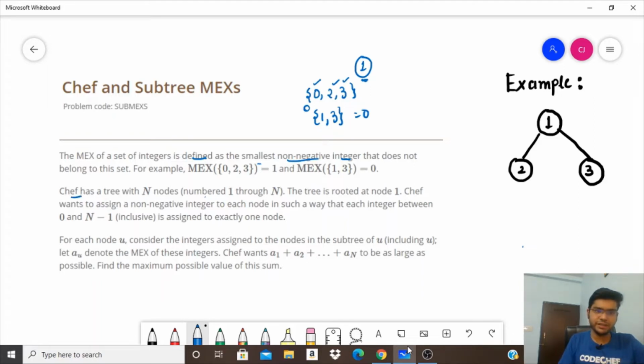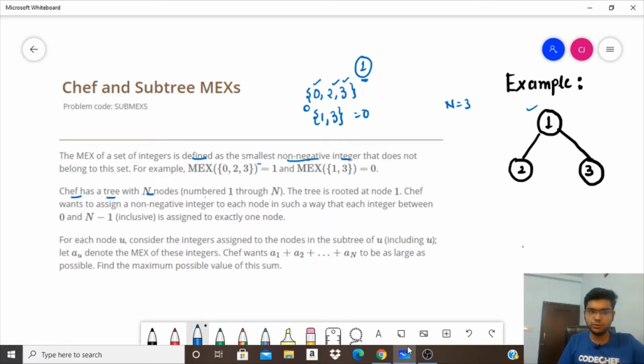And what we have been given in the question is that Chef has a tree with n nodes which are numbered from 1 to n. So here we can see the example. Let us suppose the value of n is equal to 3. So the tree is defined like this, right? The structure of the tree is this that we have taken in the example, and it is rooted at 1, right?